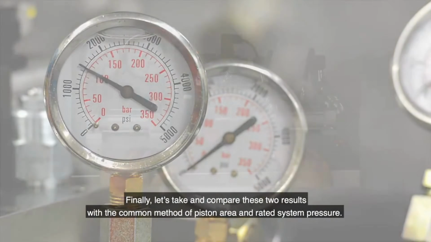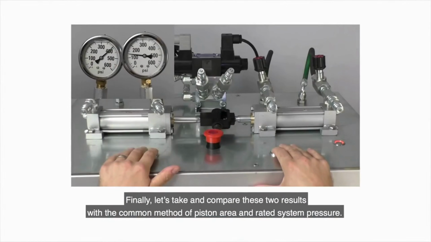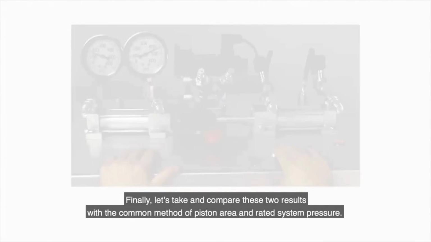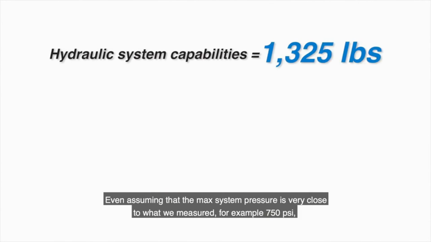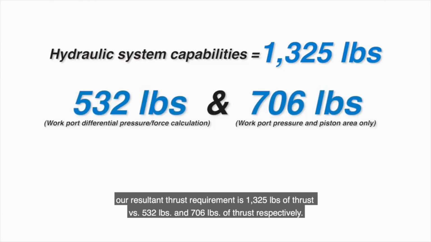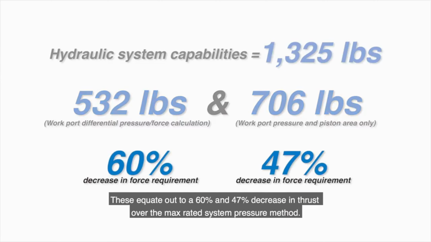determining thrust. Finally, let's compare these two results with the common method of piston area and rated system pressure. Even assuming that the max system pressure is very close to what we measured, for example 750 psi, our resultant thrust requirement is 1,325 pounds of thrust versus 532 pounds and 706 pounds of thrust respectively. These equate to a 60% and 47% decrease in thrust over the max rated system pressure method.